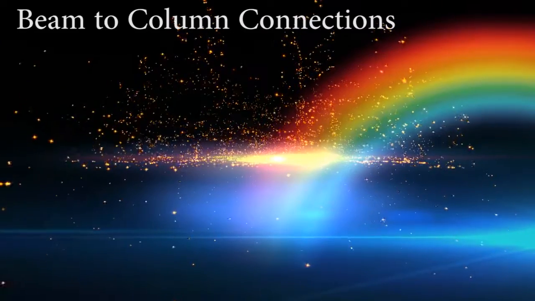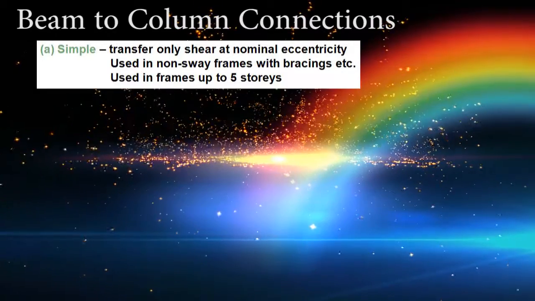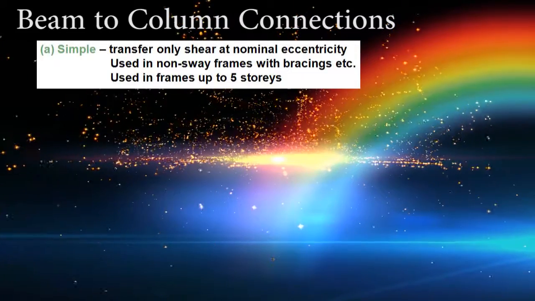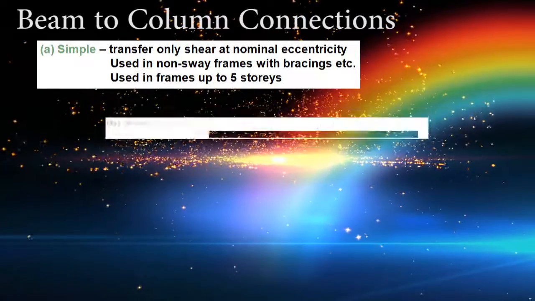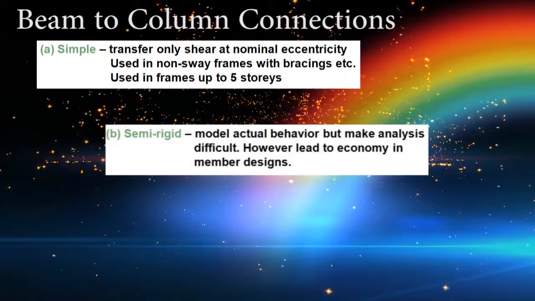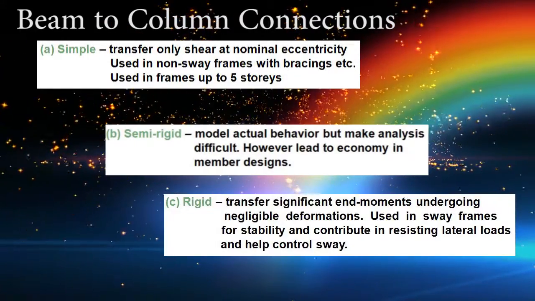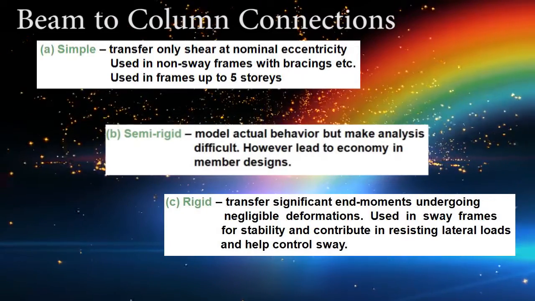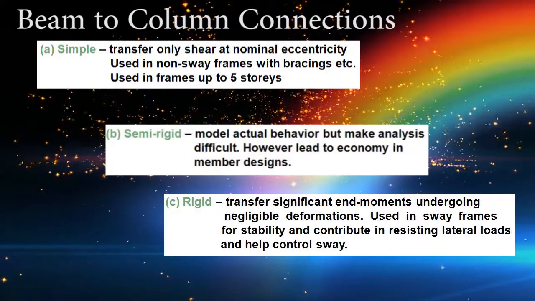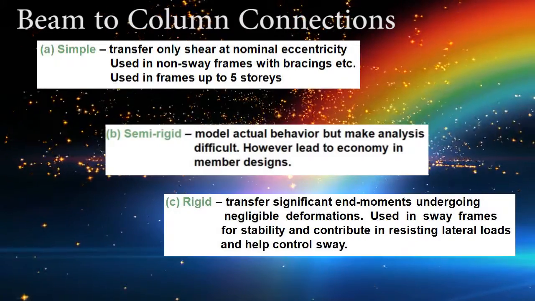Beam to column connections. A. Simple, transfer only shear at nominal eccentricity. Used in non-sway frames, with bracings etc. Used in frames up to 5 stories. B. Semi-rigid, model actual behavior but make analysis difficult. However, lead to economy in member designs. C. Rigid, transfer significant end moments undergoing negligible deformations. Used in sway frames for stability and contribute in resisting lateral loads and help control sway.